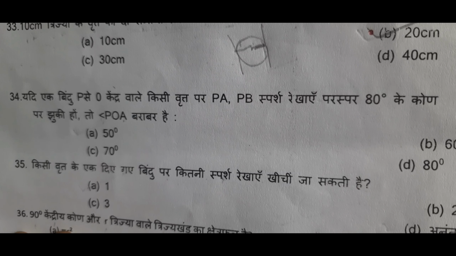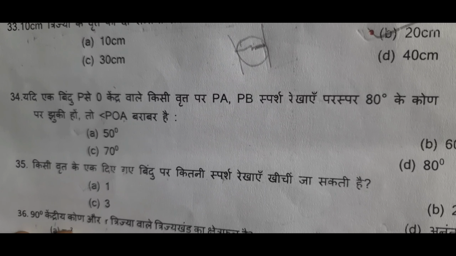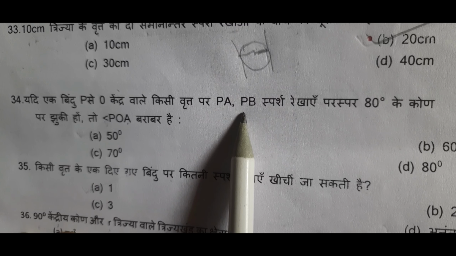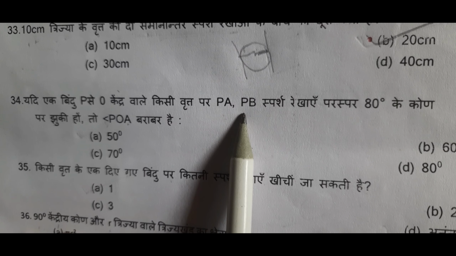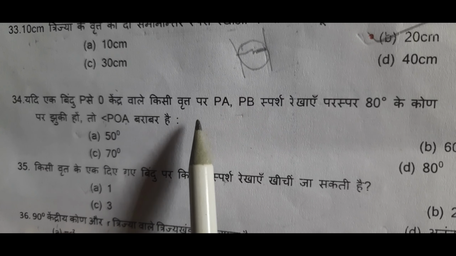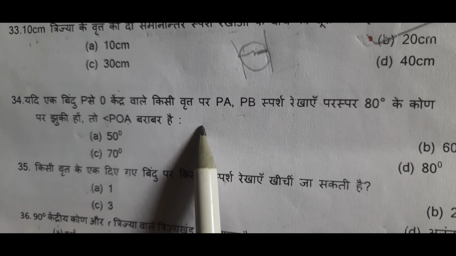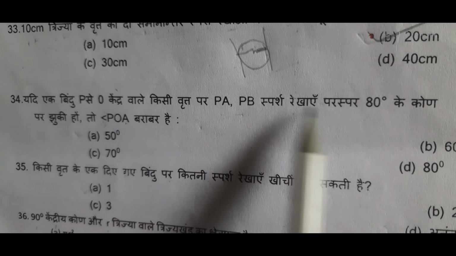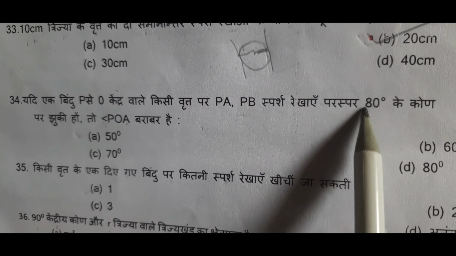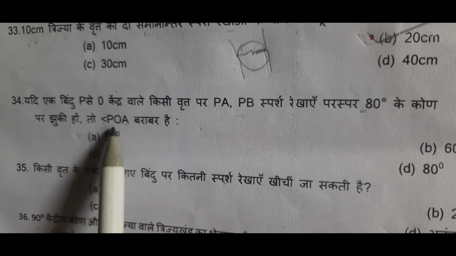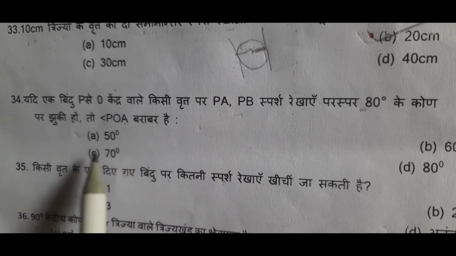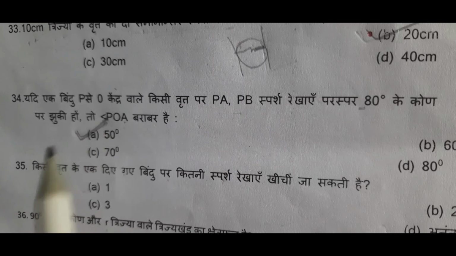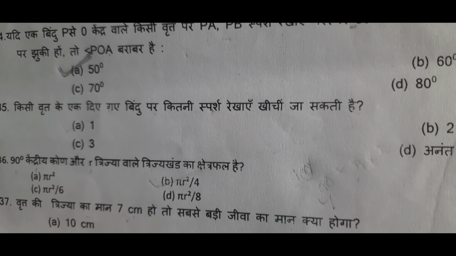34. What is 34? If the tangents PA and PB to a circle with center O from a point P are inclined at each other at 80 degree, then what will be the angle POA? If you solve this, you will get answer 50. Okay.